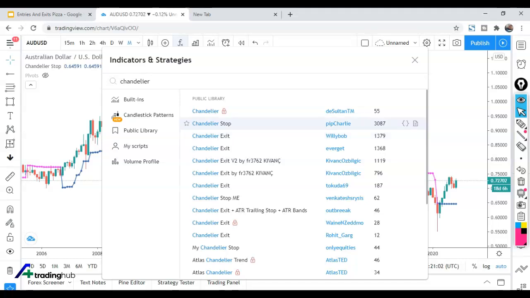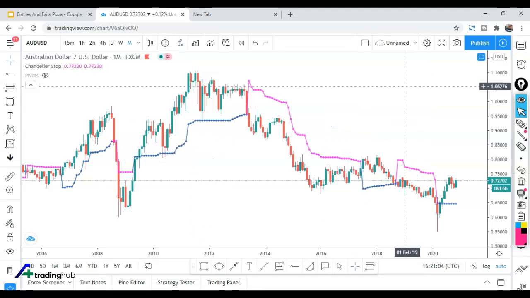Alright, that is the Chandelier stop. You just tap on it and boom, you have it on your chart. That is how to get the Chandelier stop on your TradingView chart. For other trading platforms, I don't know how you can do that; you just need to figure it out. I recommend TradingView, and I use TradingView. So let's look at our live example.